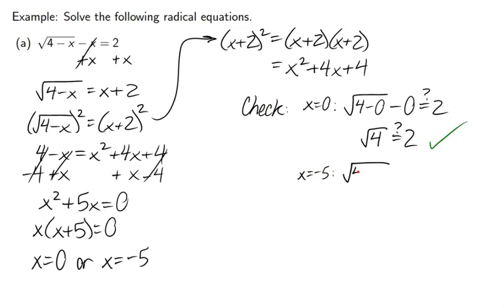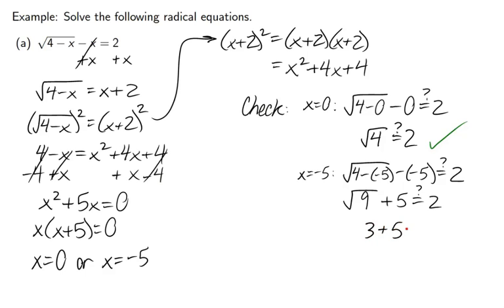Well, we get the square root of 4 minus negative 5, minus a negative 5, and we want to know if that's equal to 2. So here I get the square root of 9. This becomes a plus 5, and we're asking if that equals 2. Well, square root of 9 is 3, and 3 plus 5 is definitely not 2. So negative 5 is extraneous. It does not solve the equation.